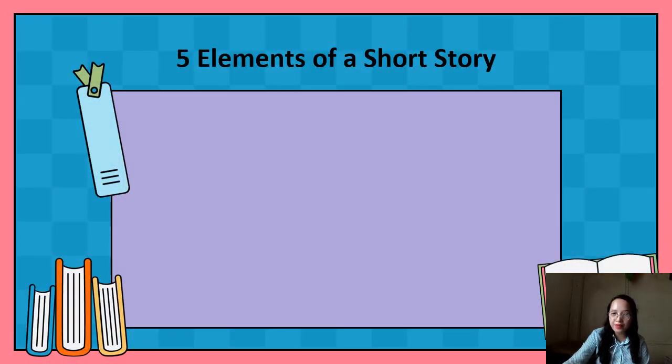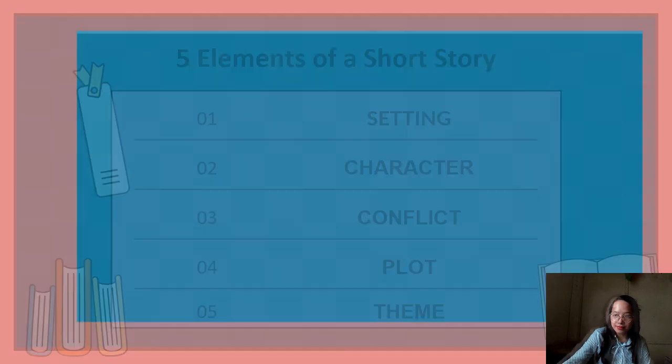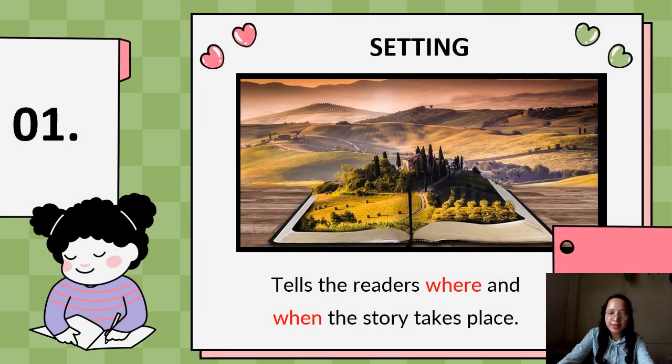Now we have five elements of a short story. These are the setting, character, conflict, plot, and theme. Now let's talk about the first one. The first element of a short story is the setting.